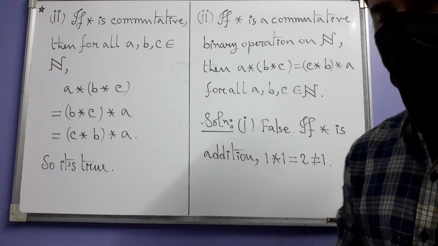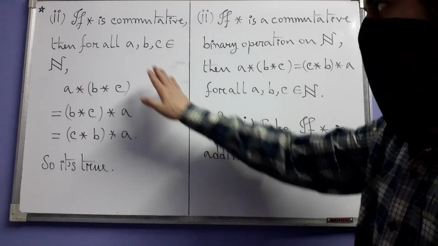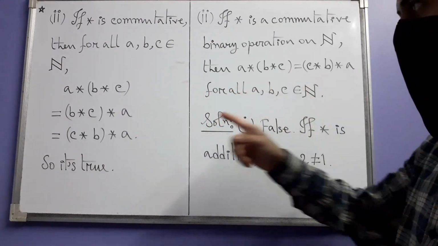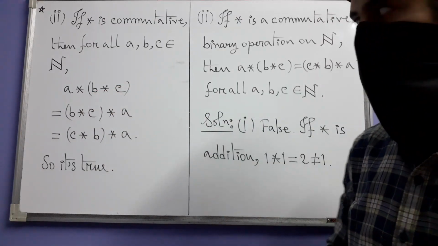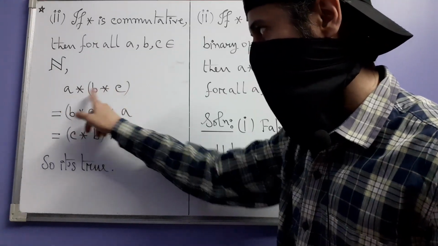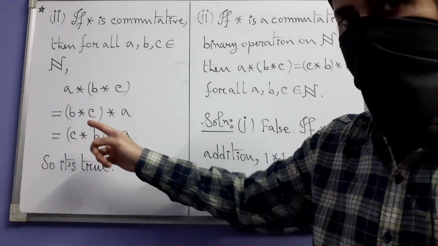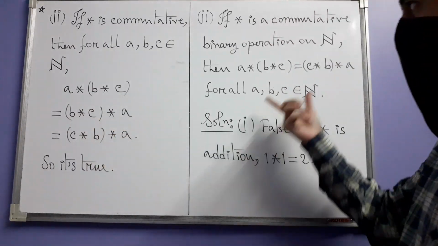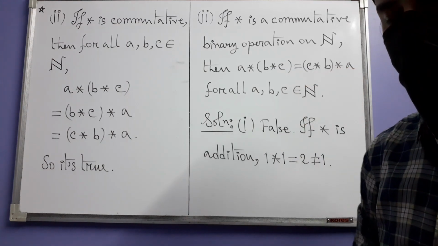Statement 2 is true. If our operation star is commutative, then for any natural numbers A, B and C, let's consider this left hand side, A star B star C. Because star is commutative, we can change the order. You can write B star C first, followed by A. But then again inside the brackets you can still change order and write B star C as C star B. So that is your right hand side, and that is why this statement is true.